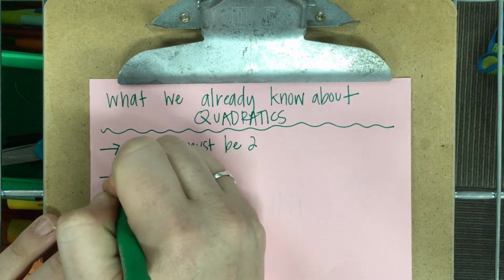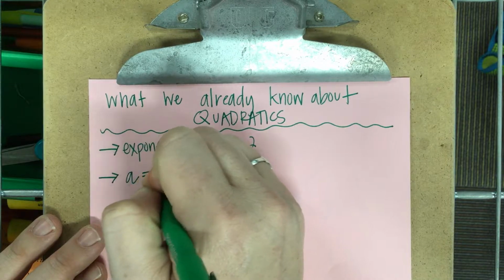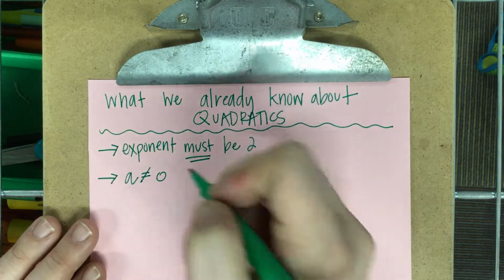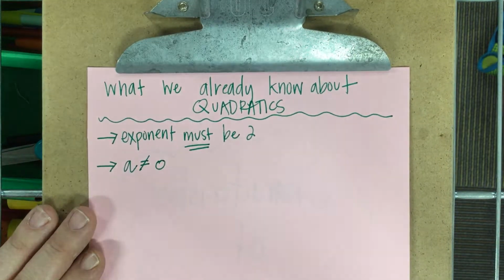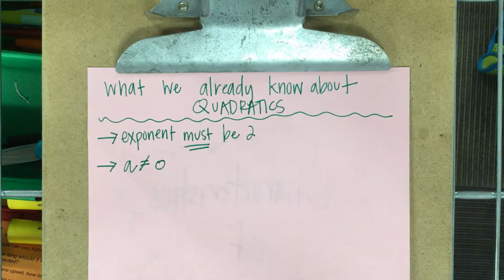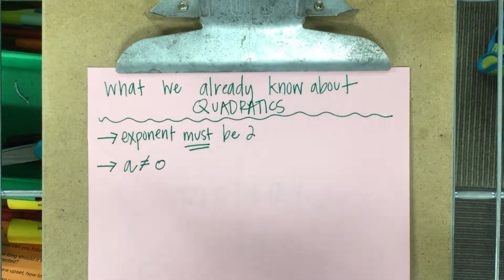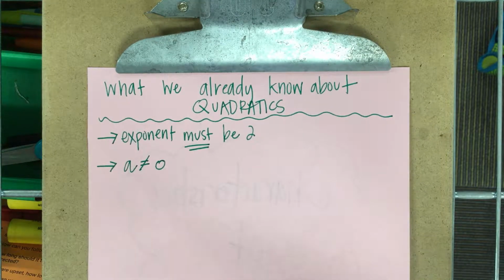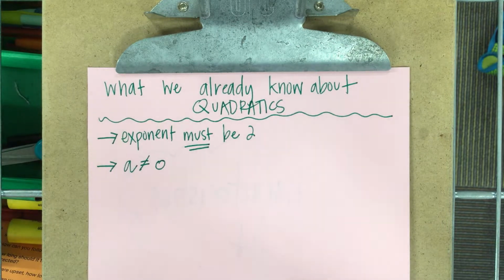We know that a cannot equal 0. And what is a? What does a represent? Sam? The coefficient of x squared. Because if a is 0, if the coefficient of x squared is 0, guess what? There's no x squared, correct? Making it not quadratic.